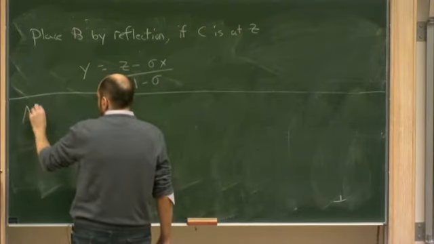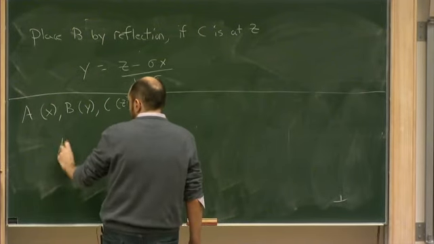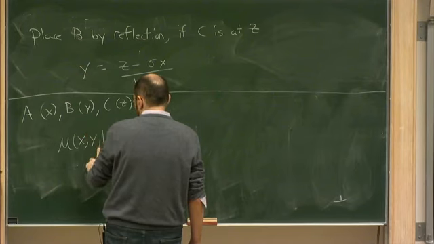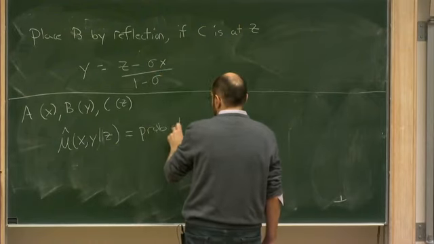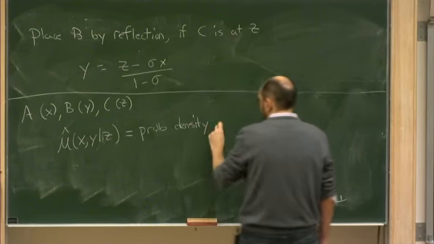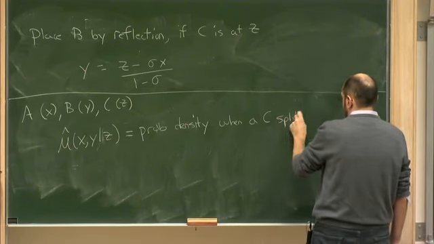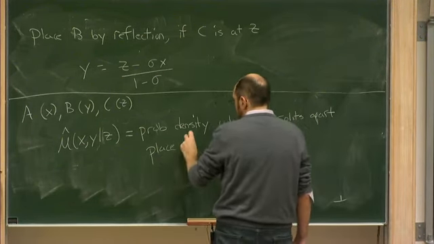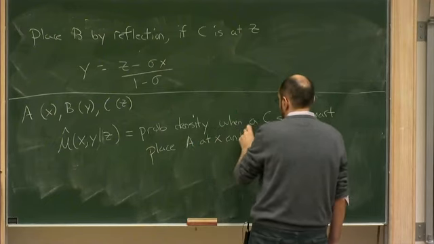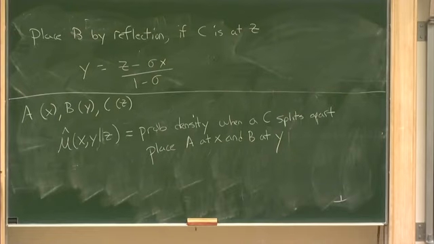So again, A is going to be at X, B at Y, C at Z, and I'll let mu of X, Y given Z, call it mu hat, be the probability density that when a C at Z splits apart, we place A at X and B at Y. And now we can actually, given our two strategies, write down what that is.